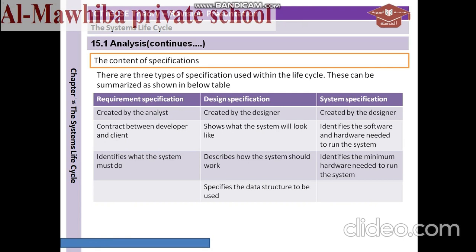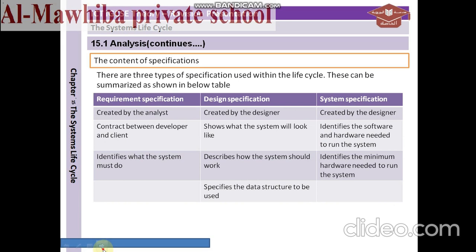Okay, so these are the 3 major specifications within the life cycle. They are requirement specification, then the second one is design specification, and system specification. The requirement specification is between the developer and the client, and it identifies what the system must do. The second one is design specification. It describes how your system should work. It uses data structures. The third one is system specification. It identifies the software and hardware that is needed for your system to run.